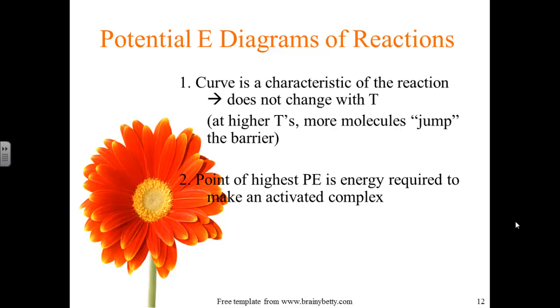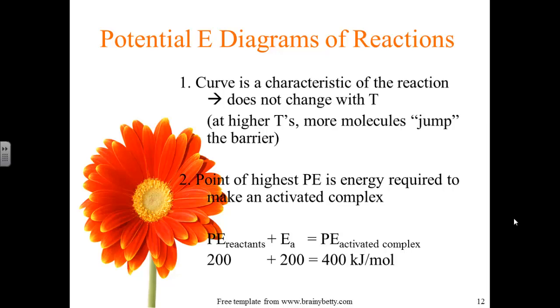Note number 2, the point of highest potential energy on the graph is the energy required to make the activated complex. So, the potential energy of the reactants plus the activation energy is the potential energy of the activated complex. This is where we got the 200 plus 200 more was 400 kilojoules per mole.